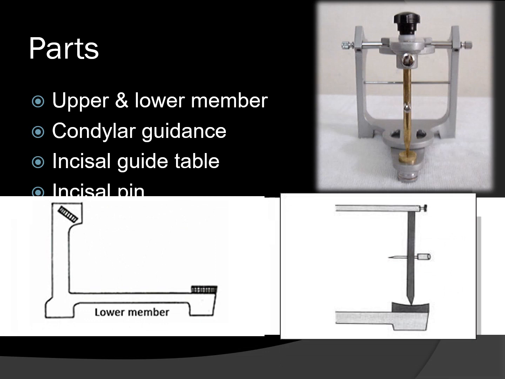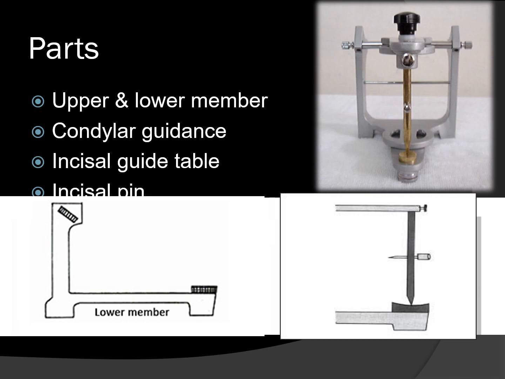So the lower member is an L-shaped frame that consists of a vertical arm as well as a horizontal arm. The apex of the horizontal arm of the lower member consists of the incisal guide table, and the incisal pin is resting on this guide table. Whereas the vertical arm has the condylar guidance slot at its upper portion. And the incisal and condylar guidance are the parts of the lower member.